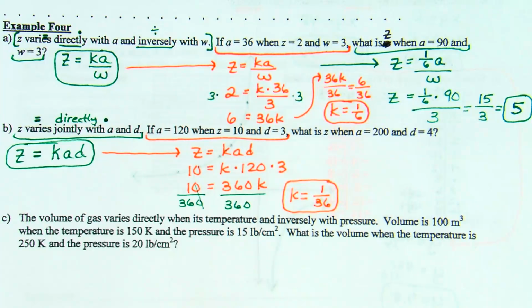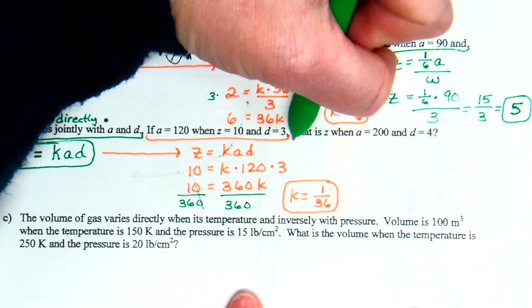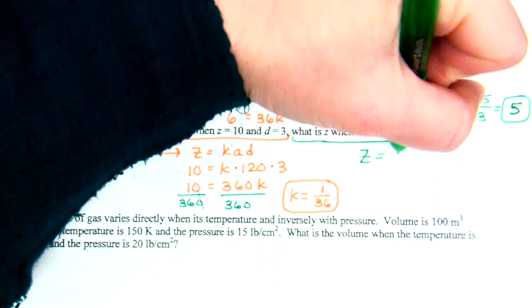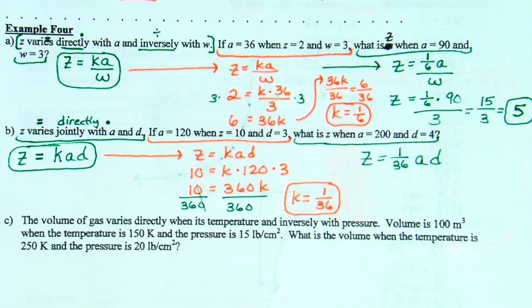So 1/36 times 200 times 4. Make sure you don't go back and grab the wrong A and D that we already used, because I about did that. I say that as a word of warning. Okay, we've got 1/36 times 200 times 4. What is 200 times, well, I don't know.